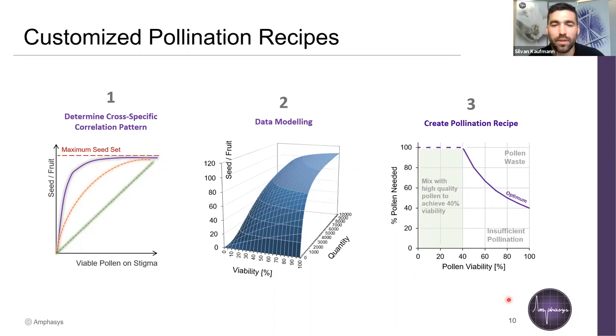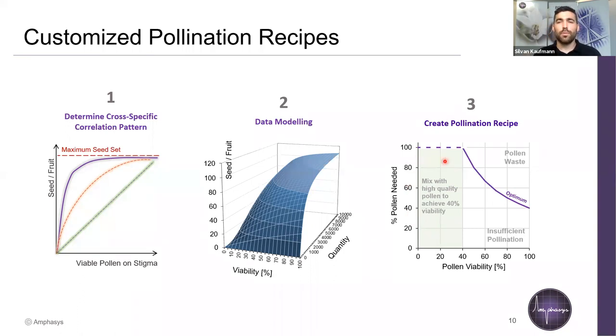So let's take two examples. If you have a very high pollen viability, you have your process well under control, say 80%, this optimum line here will tell you that you can dilute your sample 50-50 with a diluent. If you have a supply chain problem and your pollen viability is only 20%, you're landing in this area, and this area tells you that you should mix this pollen sample with a higher quality pollen to achieve 40% target viability. If you don't do that, you have to be aware that you may not get the full seed set.